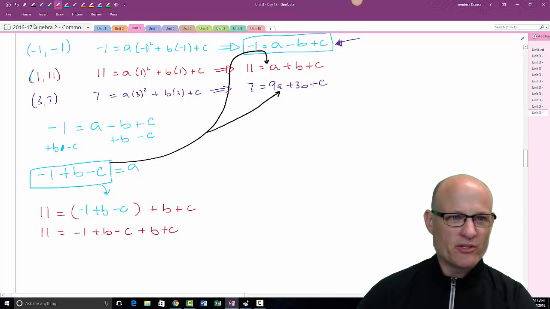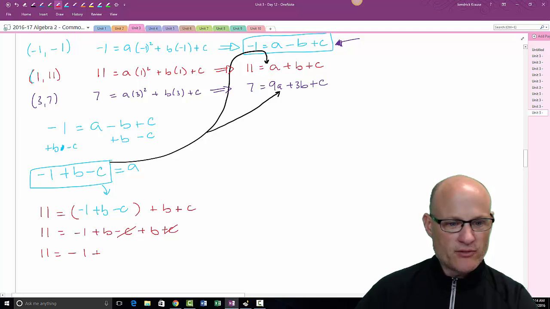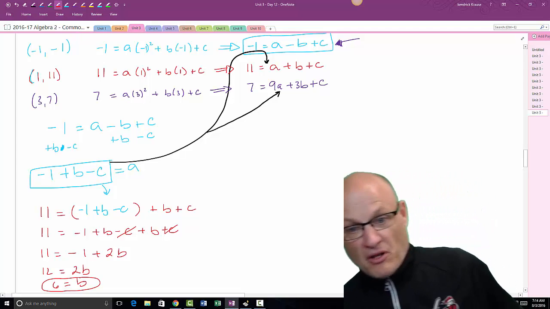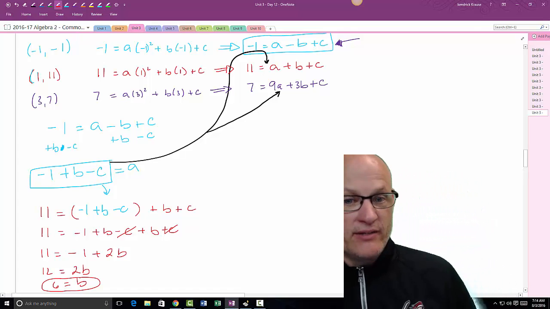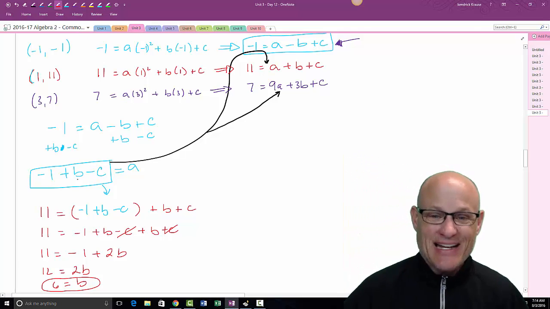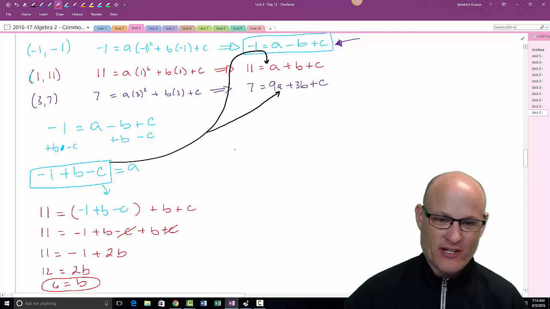I think we're going to be okay with this one because it looks like the c's are going to cancel. And I end up with 11 equals -1 plus 2b. Add the 1 over, I get 12 equals 2b, or b equals 6. Well, that's nice. Now I know what b is, and I know what a is. I can actually plug those into my second equation. Probably figure out what c is.